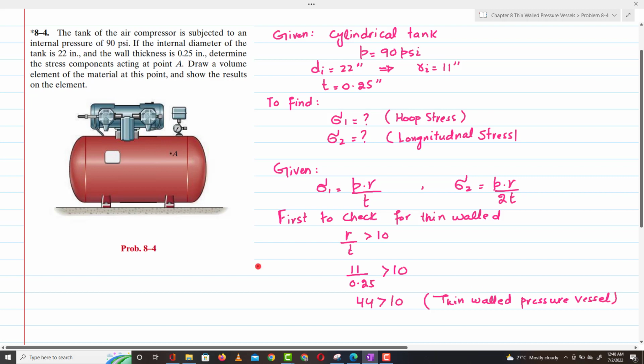Now you have to find the hoop stress, that is sigma 1, and that is P into R divided by T, where P is the internal pressure, that is 90 psi, R is the inner radius which is 11 inch, divided by thickness 0.25 inch. So when you calculate it, the hoop stress comes out to be 3.96 ksi.